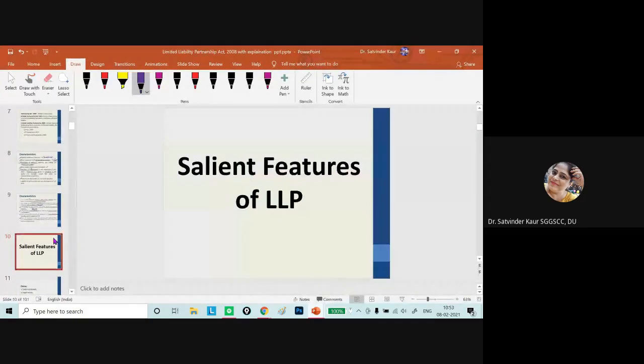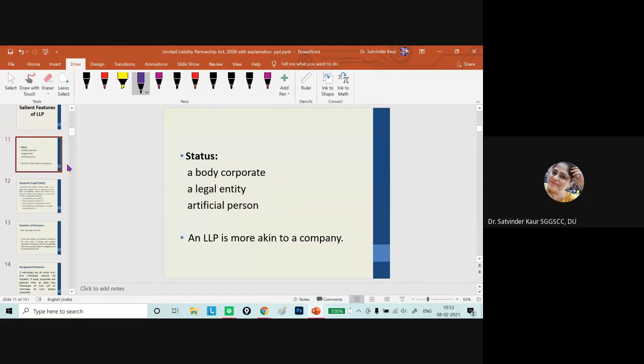Okay, so when we talk specifically in detail about the features of LLP, the first feature is that it enjoys the status of a body corporate, having a separate legal entity and being an artificial person. When we talk about an artificial person, we say artificial juridical person. It means a person or entity which has come into existence by provisions of law.